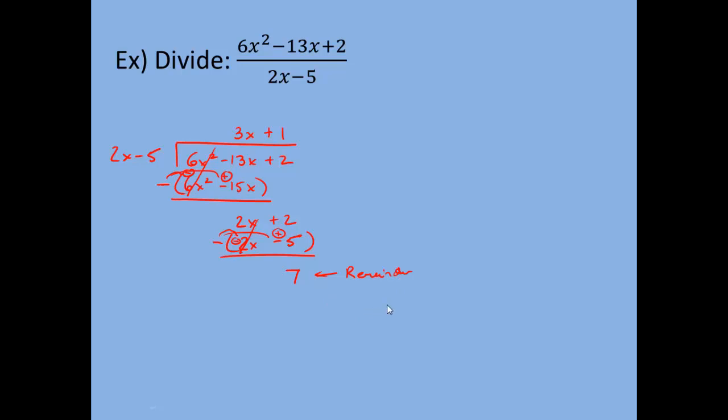The way we write the answer, though, is we have the 3x plus 1 from up top. Alright, and then we say this is a positive 7, so we're going to write plus, because it's a positive. And it's 7, and then you divide that by whatever was out in front, the 2x minus 5. So it's 7 over 2x minus 5. And that'd be the answer here.